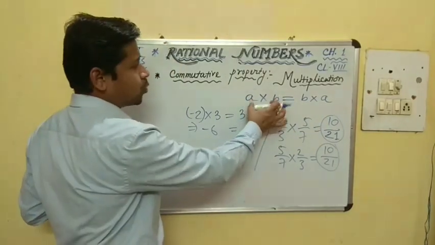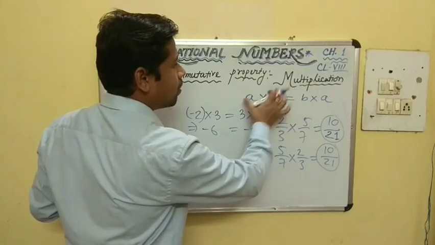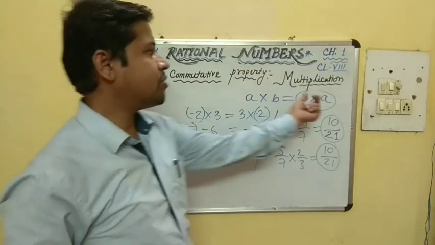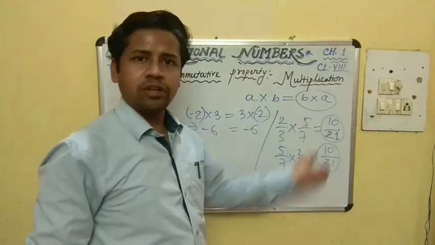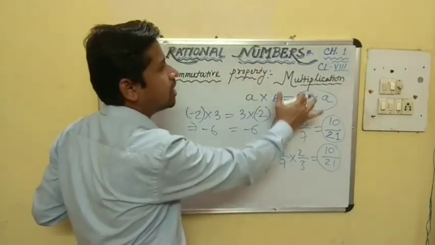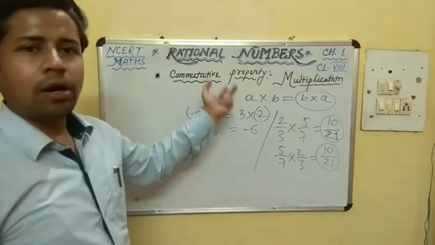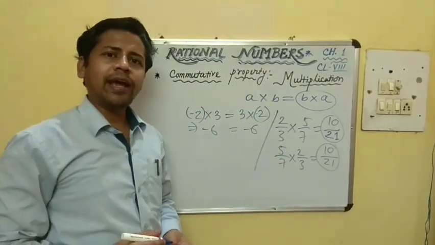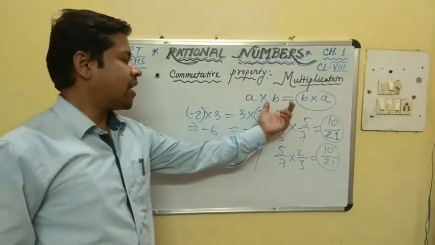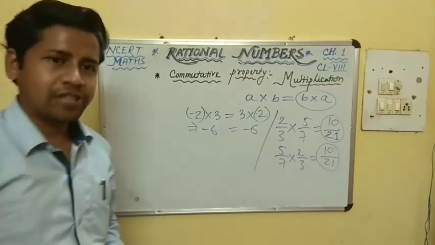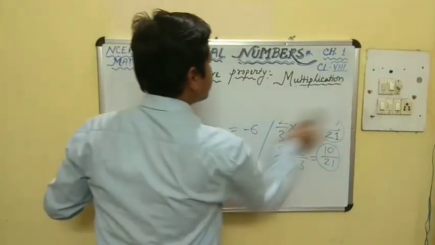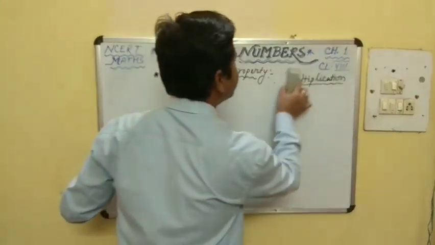When we are multiplying any two rational numbers in an order, the product is also equal to the product when we change the order to the reverse. So that's why we can say that rational numbers are commutative under multiplication. You can take any more examples to satisfy a cross b equals b cross a. After this, we are going to discuss the commutative property under division.